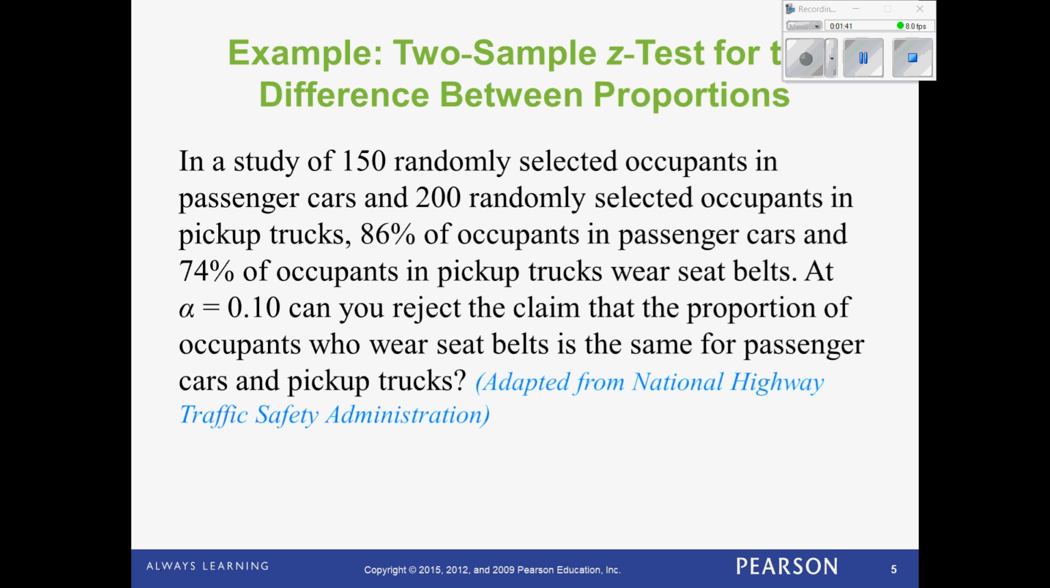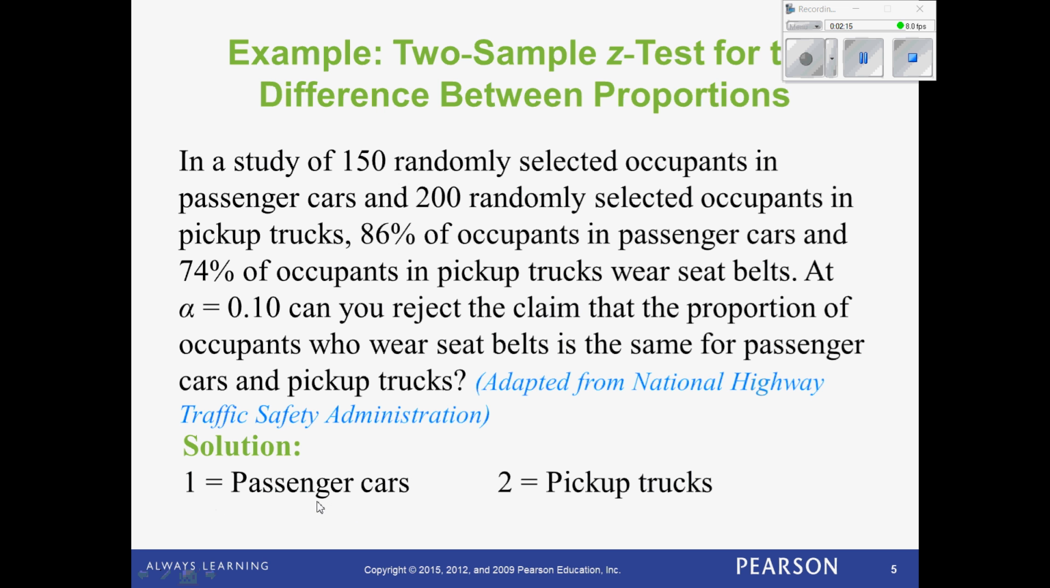In a study of 150 randomly selected occupants in passenger cars and 200 randomly selected occupants in pickup trucks, 86% of occupants in passenger cars and 74% of occupants in pickup trucks wore seatbelts. At an alpha of 0.1, can you reject the claim that the proportion of occupants who wear seatbelts is the same in passenger cars and pickup trucks? So do they wear the same? Is the percentage for people wearing a seatbelt the same in cars and trucks?